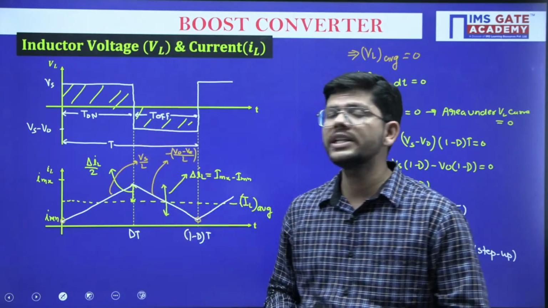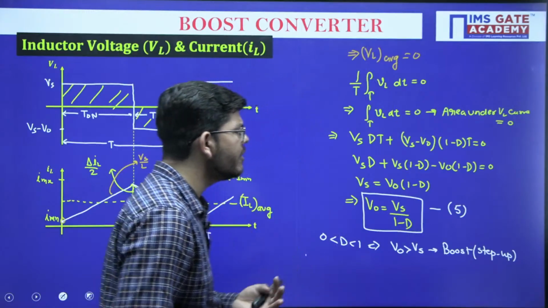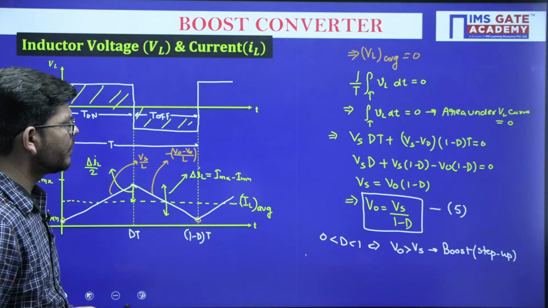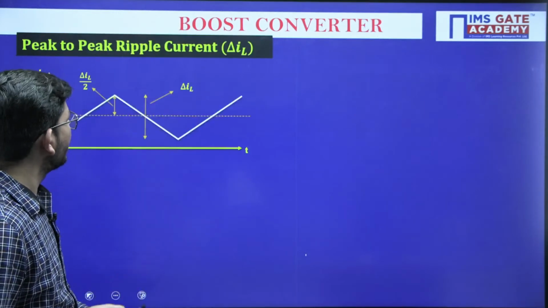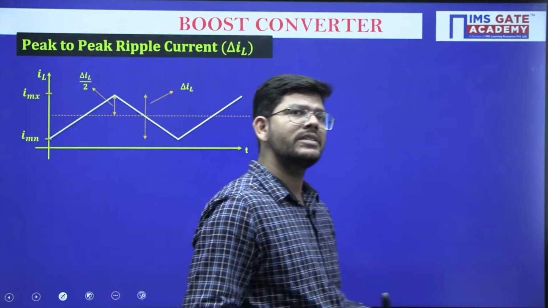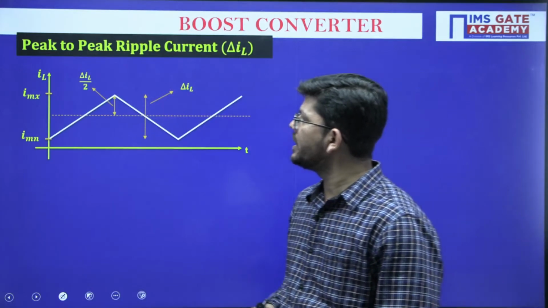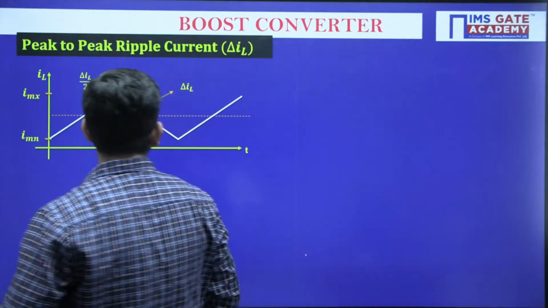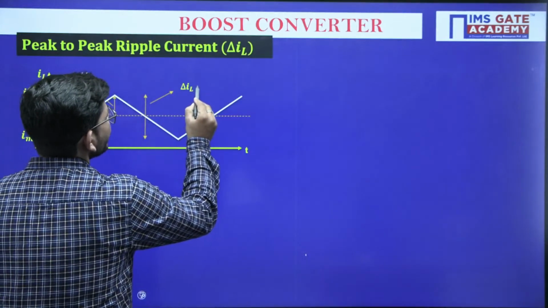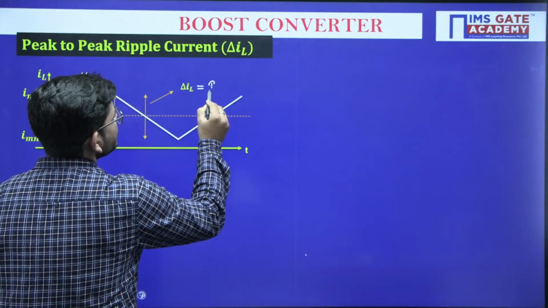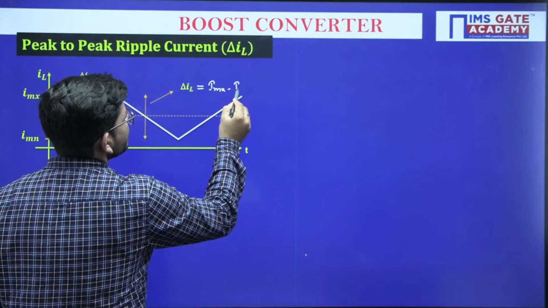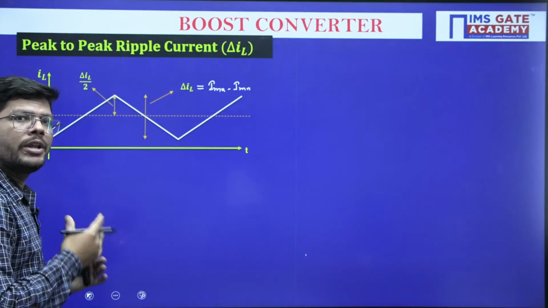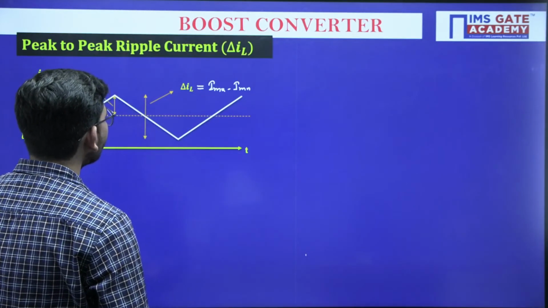Inductor voltage and inductor current, how they are varying, what they are giving, we have already discussed this. Let me move to the next part, which contains peak to peak ripple current. Let us discuss it. So this is how the inductor current is varying, isn't it? When we are talking about peak to peak ripple current, we are talking about del IL. Del IL means maximum minus minimum current. So what will be del IL, the ripple current?